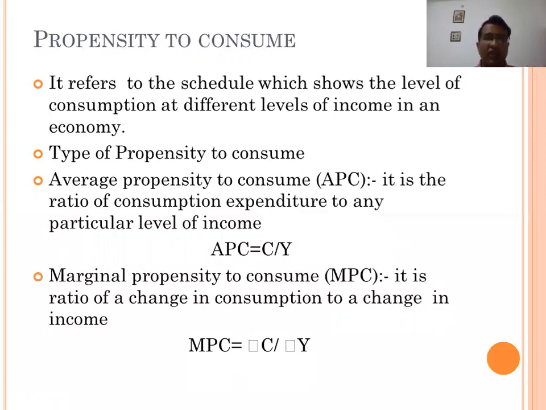So first of all, we will calculate change in consumption. How to calculate change in consumption? The present consumption and the previous level of consumption, the difference is called a change in consumption. In the same way, change in income: the present level of income and the previous level of income, the difference is called a change in income. If we divide change in consumption by change in income, the value is the marginal propensity to consume.